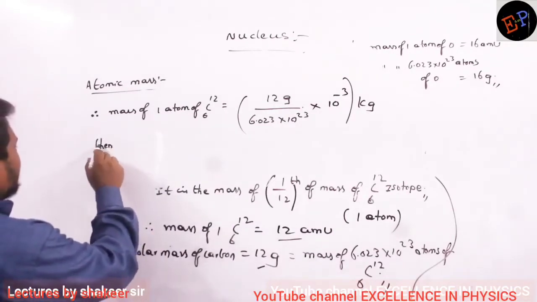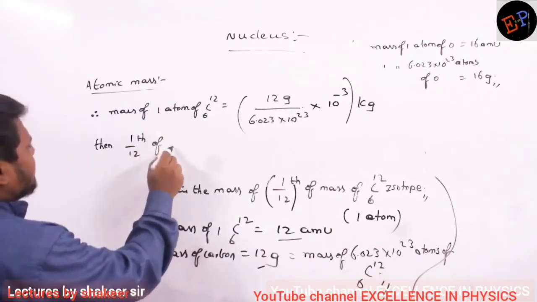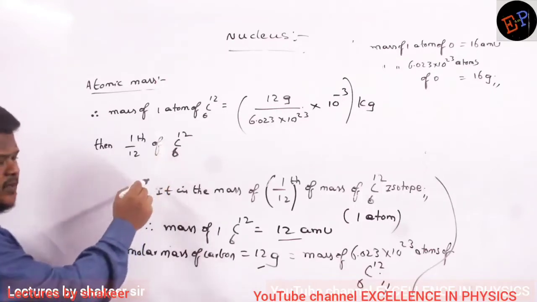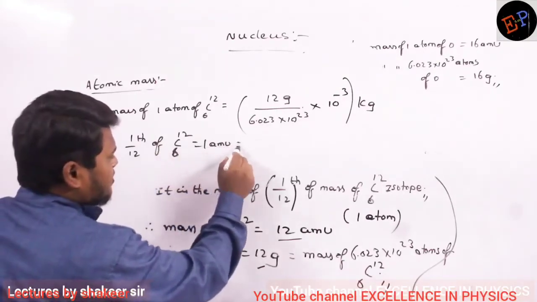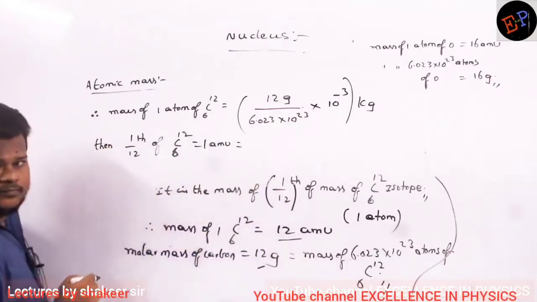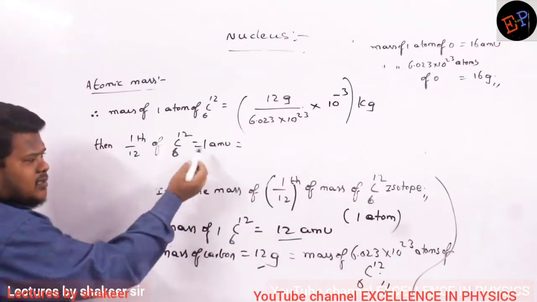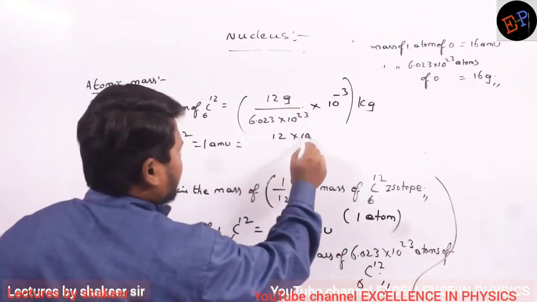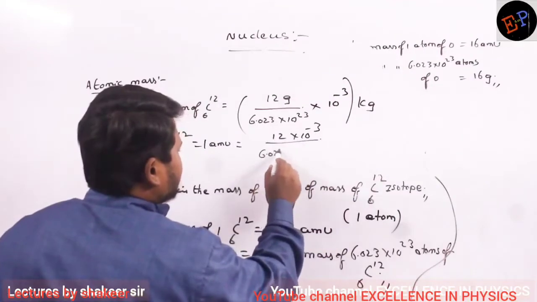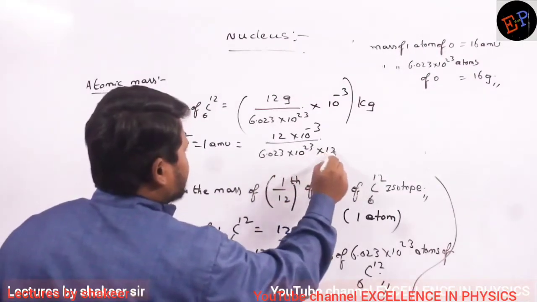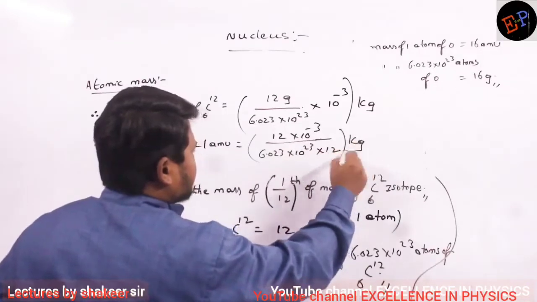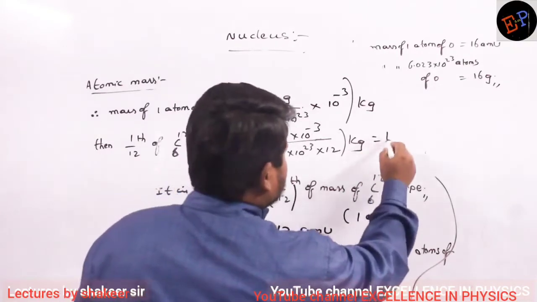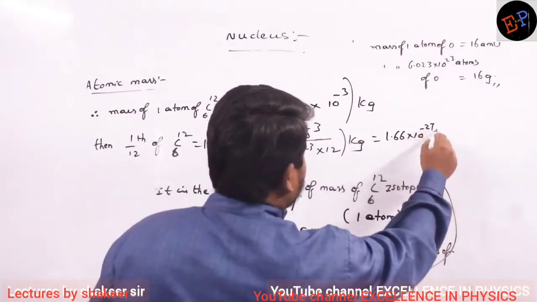Then 1 by 12th mass of C-12 is called what? It is 1 AMU, no? So this total value I have to divide by 12, and that is nothing but 1 AMU. So what I do: 12 into 10 power minus 3 divided by 6.023 into 10 power 23, divided by 12, then it totally converts into kgs. Now if I do this total calculation, I will get 1.66 into 10 power minus 27 kg.